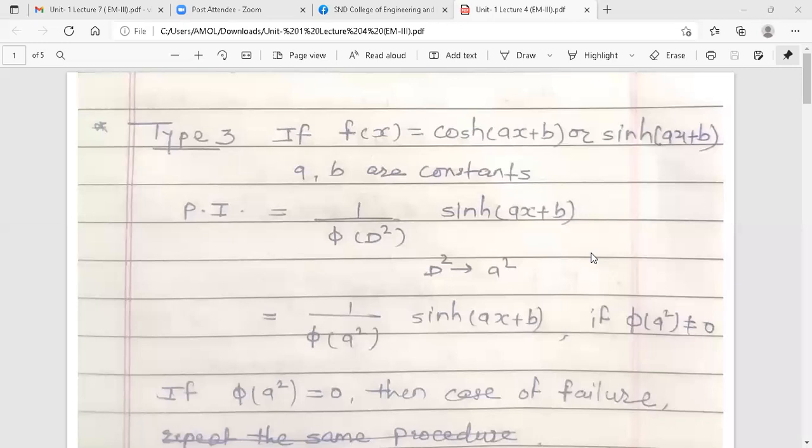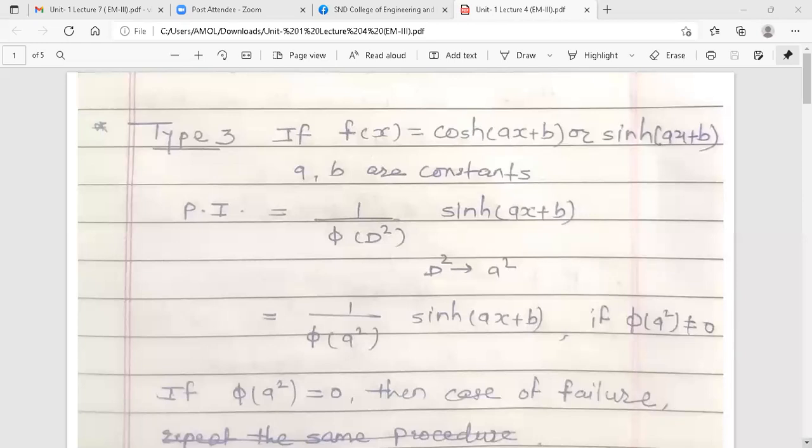We replace the term of D square here, like the trigonometric functions sine and cos. These are the hyperbolic functions here, sinh and cosh. And in this case, we replace D square by positive a square. And so your PI is 1/phi of a square into sinh(ax+b). The condition is phi of a square must be non-zero. If your phi of a square is 0, then it is the case of failure.